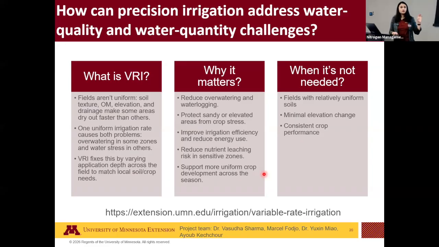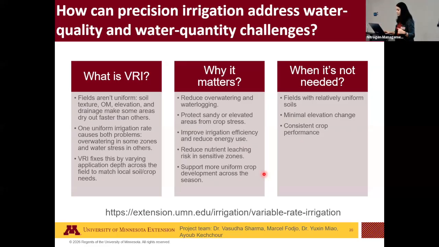Now, something very important: variable rate irrigation does not work in all fields, okay? This is very important because the technology is there and everybody is excited to use it, but it's not useful for every field. Where it is not needed is fields with relatively uniform soils. If you have pretty uniform soils, maybe you do not get that return on investment, because this is very expensive technology as well. If you have minimal elevation difference and your crop performance is consistent over years, you might not need VRI.